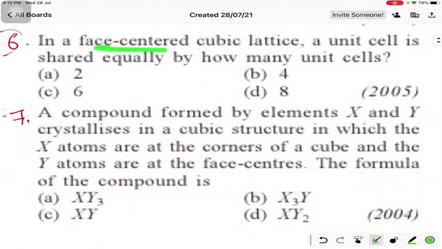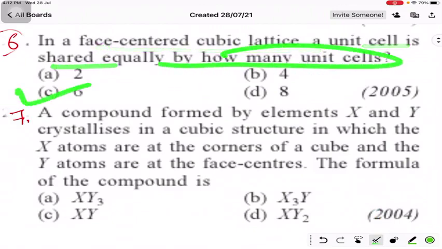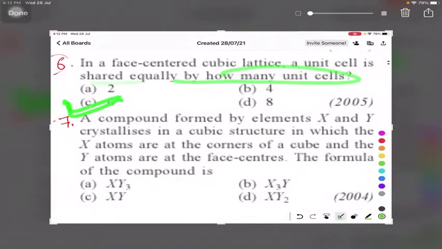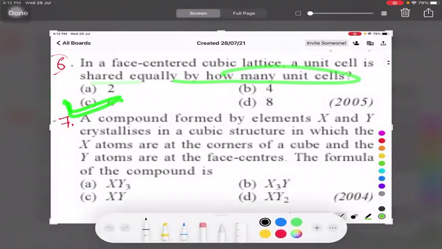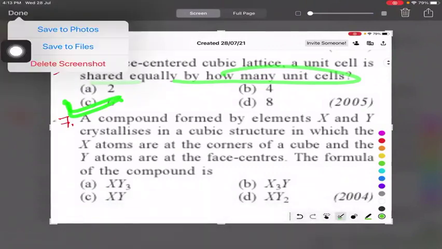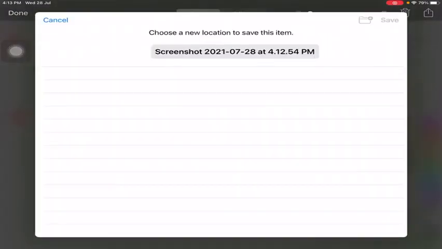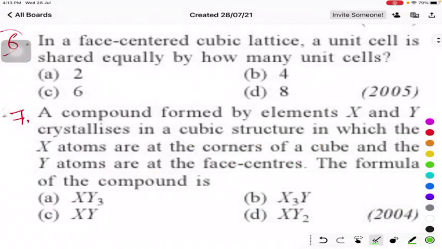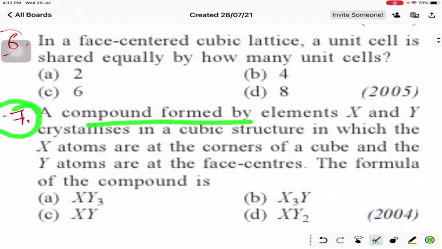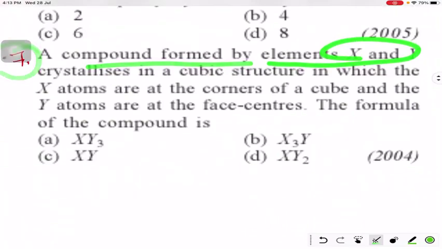Sixth question, in FCC lattice unit cell shared equally by how many unit cells? It is 6. Next question is, a compound formed by element X and Y crystallizes in cubic structure.